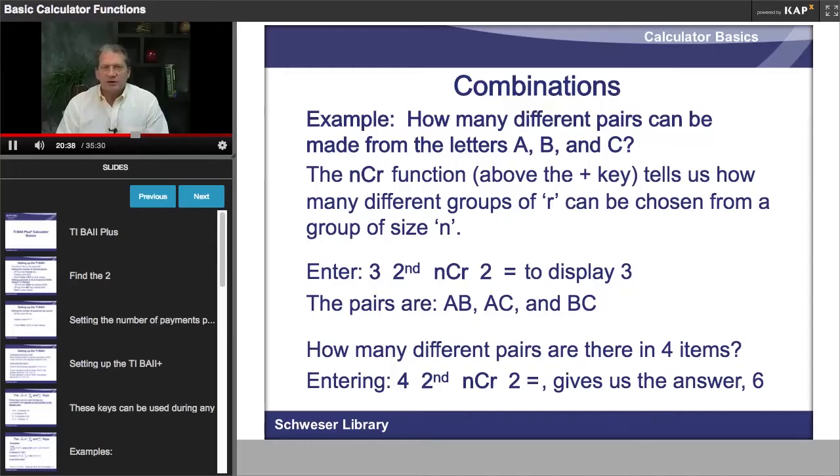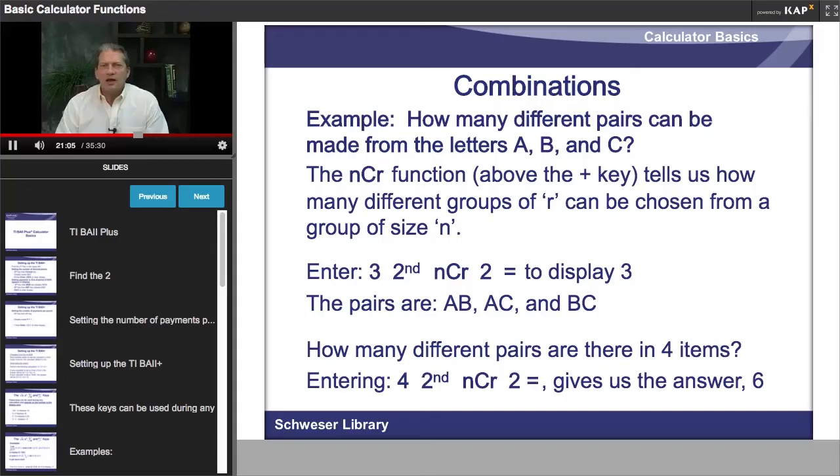It, of course, gets more difficult as I say how many pairs are there in 17 or something like that. But this n-choose-r function, which is the second function above the plus key on the right-hand side there, answers this question, uses the formula. This is one place in which the Texas Instruments calculator has a function that the HP does not.